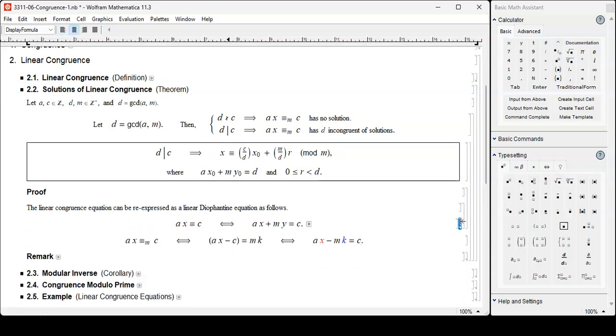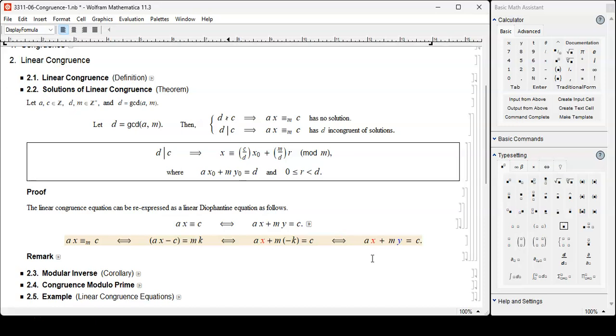Oh, by the way, before starting, instead of AX minus MK, this may be more convenient. And then rewrite this negative K as Y. Okay, all right, let's do that. Red, blue, okay, all right.